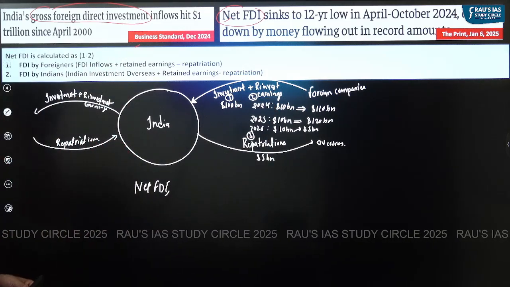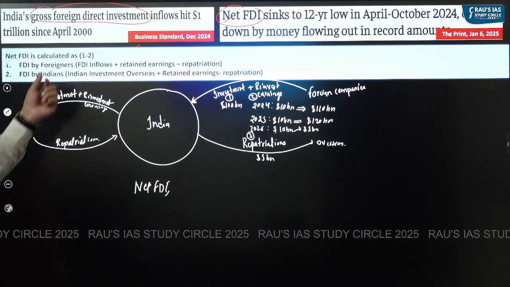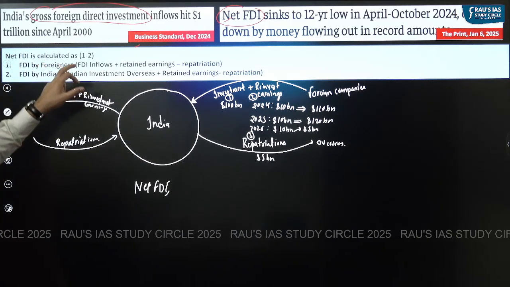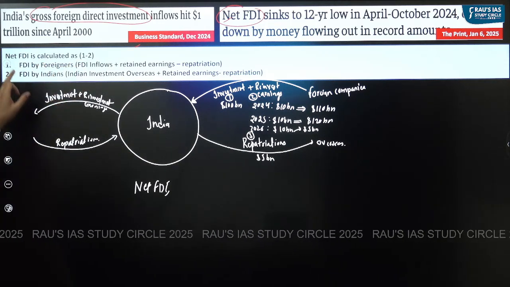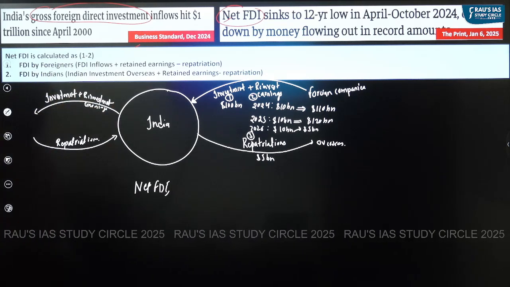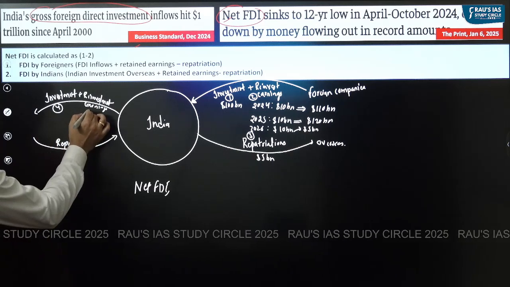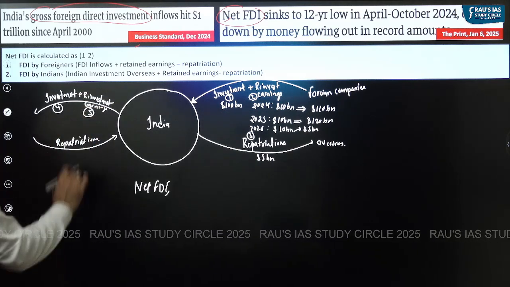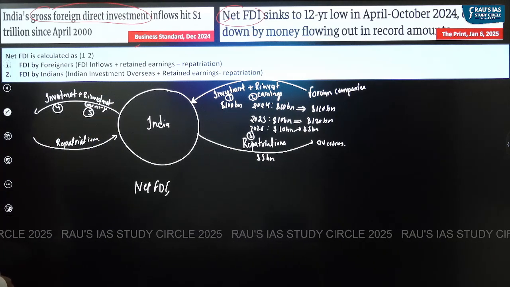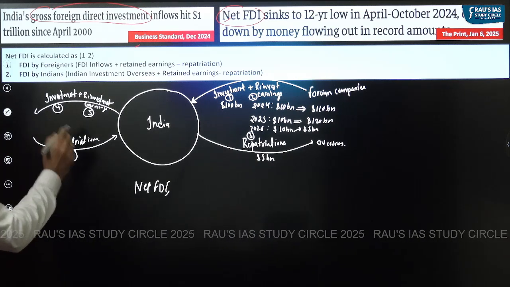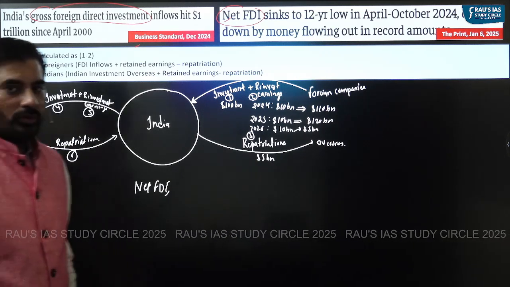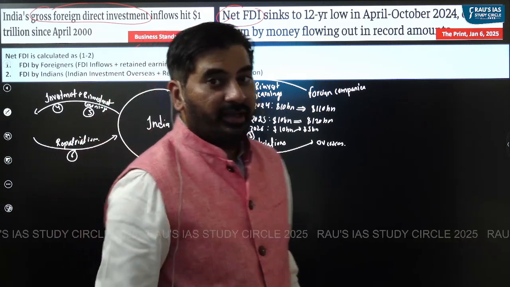This is the FDI by foreigners, minus 2. What is 2? FDI by Indians. That is Indian investment overseas plus retained earnings, or reinvested earnings, minus repatriation. That is how you'll get to know the net FDI.